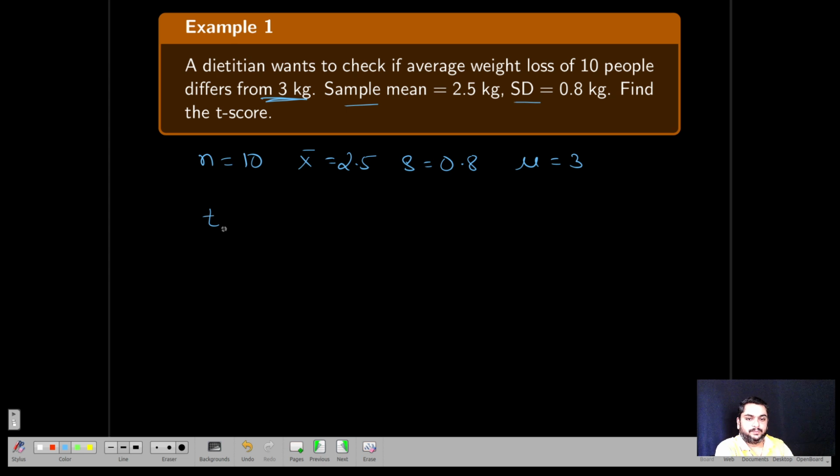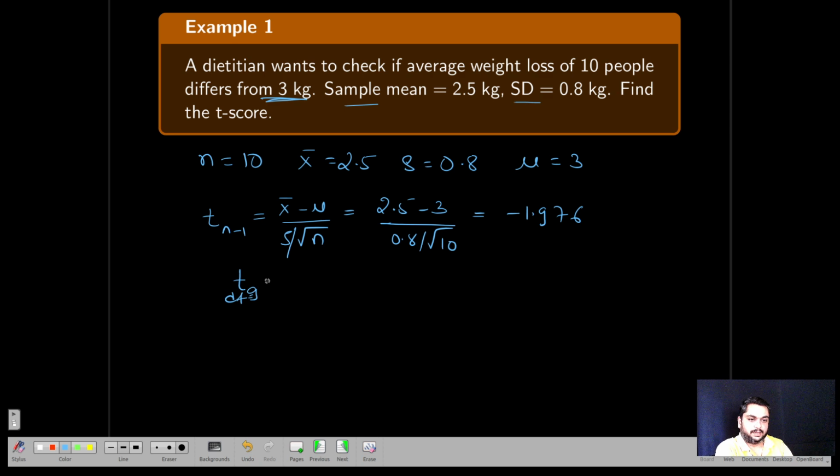So t of n minus 1 you have to find. This is n minus 1 degrees of freedom, because you are fixing 1 degree of freedom. So this is nothing but x bar minus mu divided by s divided by square root of n. What is x bar? 2.5 minus 3 divided by 0.8, sorry, divided by square root of 10. This we will get as minus 1.976. So t with 9 degrees of freedom, df equal to 9, you get minus 1.976.